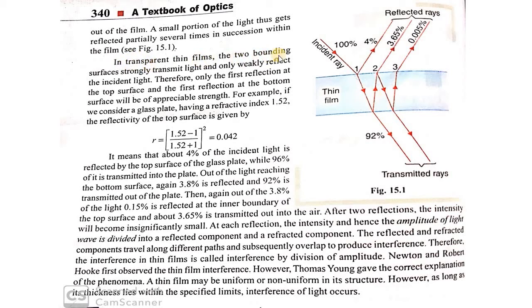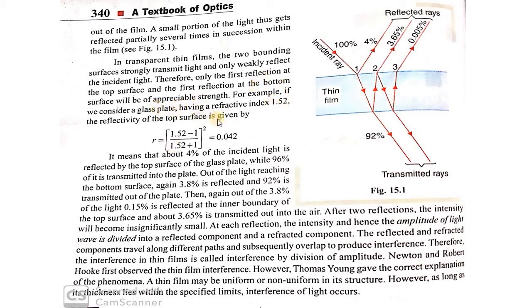In a transparent thin film, the two bounding surfaces strongly transmit light. Transmit means it allows the light to pass through it, and they only weakly reflect the light. Normally, thin films have a greater tendency to let light pass through, and only a small percentage gets reflected. Therefore, only the first reflection at the top surface and the first reflection at the bottom surface will have appreciable strength. Most of the light will be transmitted and the reflected light will be meager, so the intensity of the reflected light also will be meager.